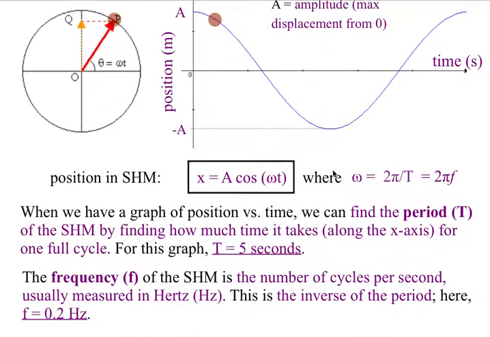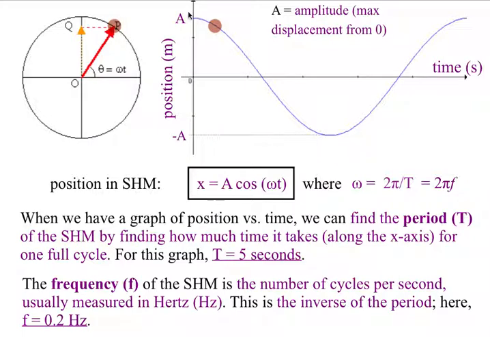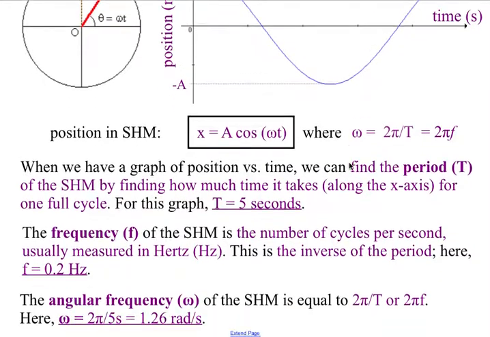T, the period, is the time for one full cycle. That's the time to get from the amplitude back to the amplitude again, or from any position back to that position again, going in the same direction. So if each of these hash marks is 1 second, in this specific graph, the period would be 1, 2, 3, 4, 5 seconds. That's the time to get back to where it started.